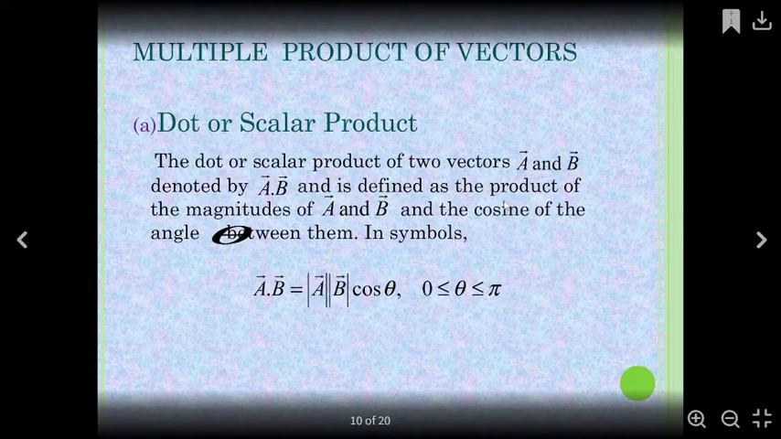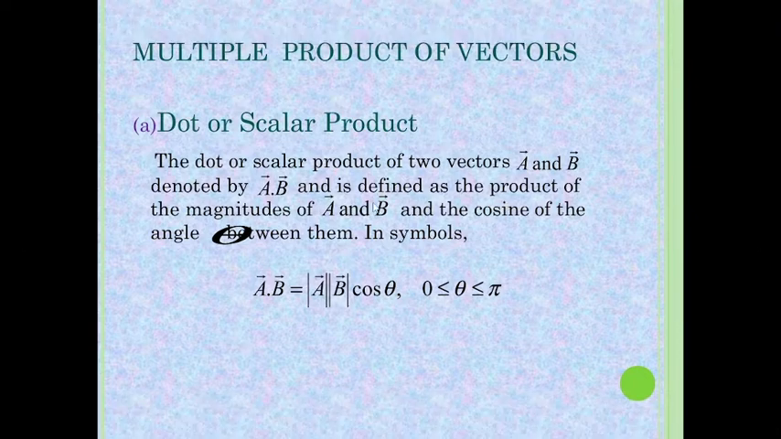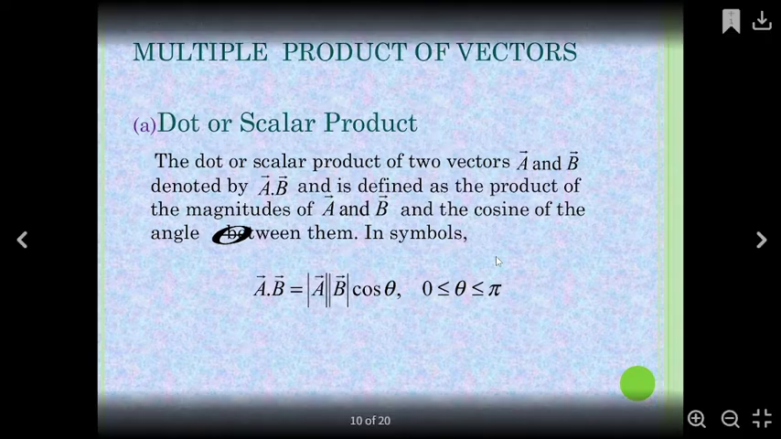Multiplication. Product of vectors, dot or scalar product. The dot or scalar product of two vectors A and B, denoted by A dot B, is defined as the product of the magnitudes of A and B and the cosine of the angle between them. A dot B is equal to mod of A into mod of B cos theta. Mod of A means the magnitude of vector A. Mod of B means the magnitude of vector B. Theta is between 0 and pi.